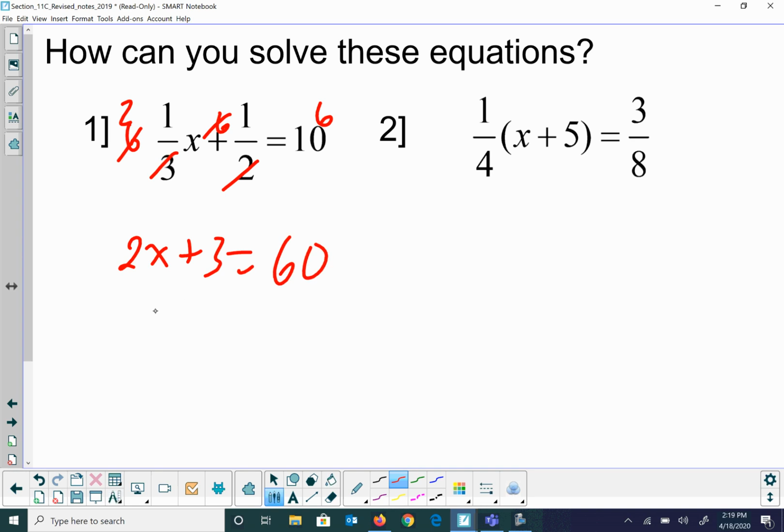And then subtract 3, divide by 2. So 57 over 2, check to see if it reduces. It won't. So we're all set.